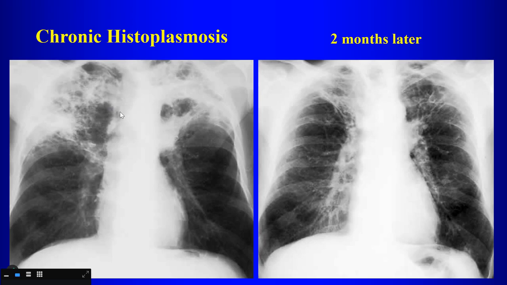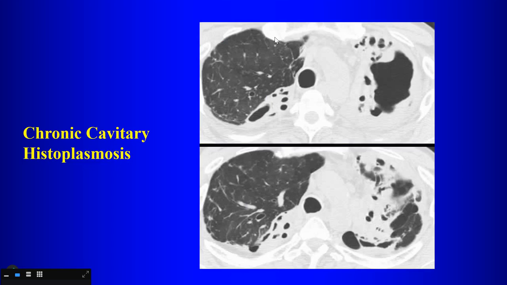Another example, 2 months later, you can see how the fibrosis progressed, looks just like tuberculosis. And then here it is on CT. So you have the upper lobe disease with architectural distortion, bronchiectasis, bullous areas, cystic spaces there. So, certainly it looks just like tuberculosis.